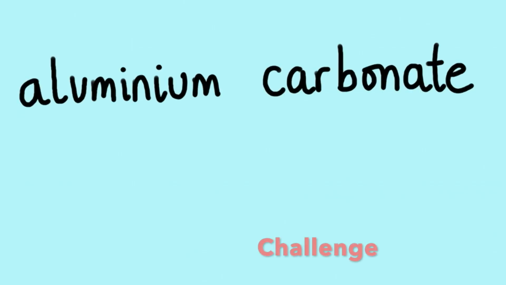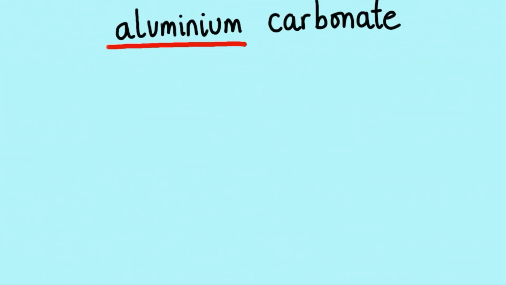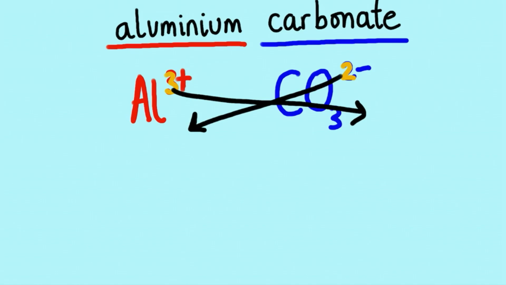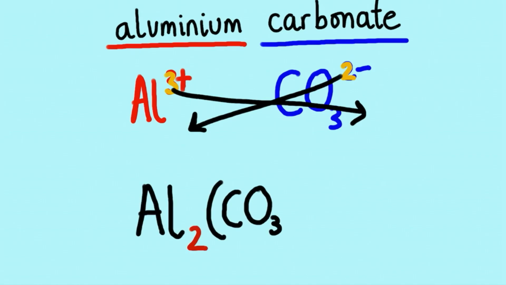Okay, for the final one, I'll just give you a little challenge. If you could pause the video and then try to solve this and then unpause when you're done. So aluminium carbonate. Aluminium, which has a charge of 3 plus, it's in group 3, and carbonate is CO3 2 minus. So let's use the swap method for this one. So we can see that aluminium has a charge of 3 plus, so I'm going to swap that 3, and we're going to have 3 carbonates: Al2, open bracket, CO3, close bracket, 3.